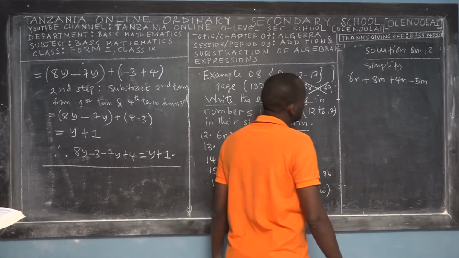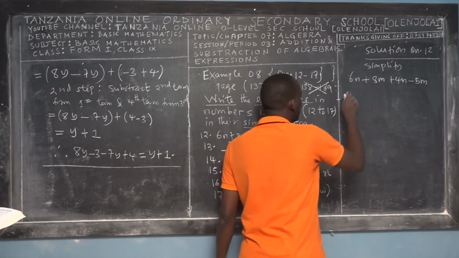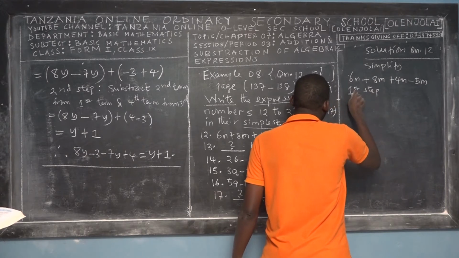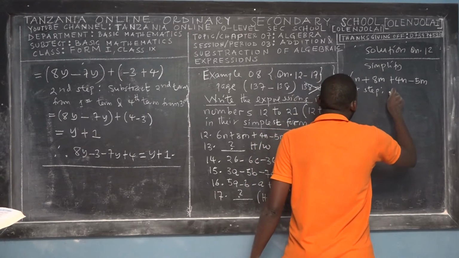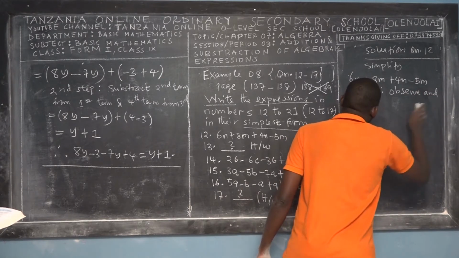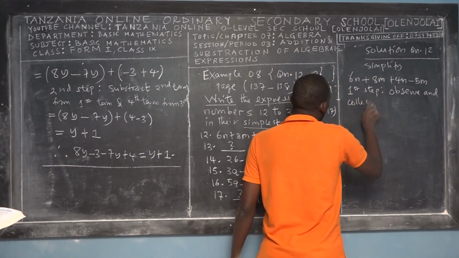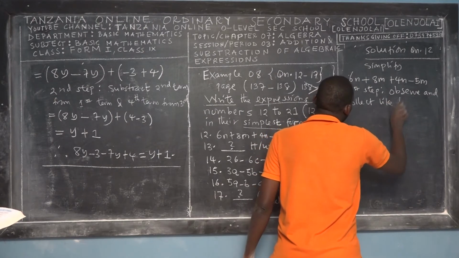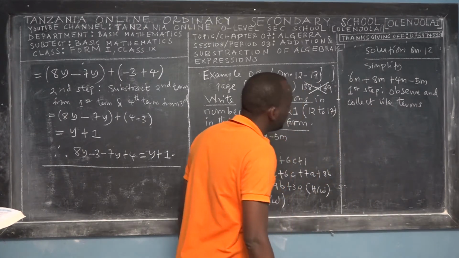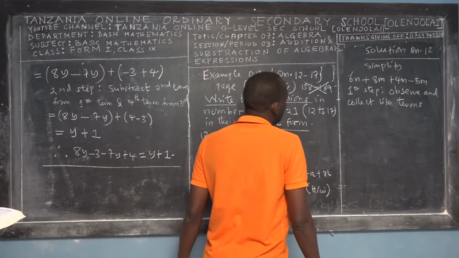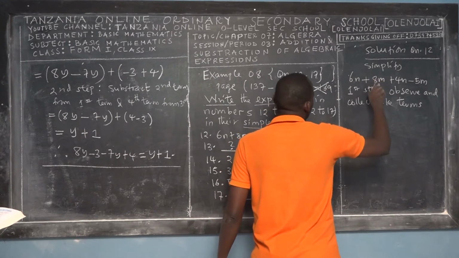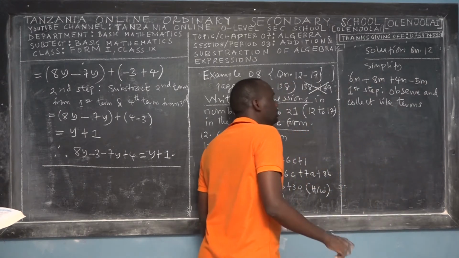So to simplify this one, you have to begin with the first step, as I told you. The first step, we say, observe and collect like terms. Observe and collect what? Like terms. So the first term is like the third term. The second term is like what?